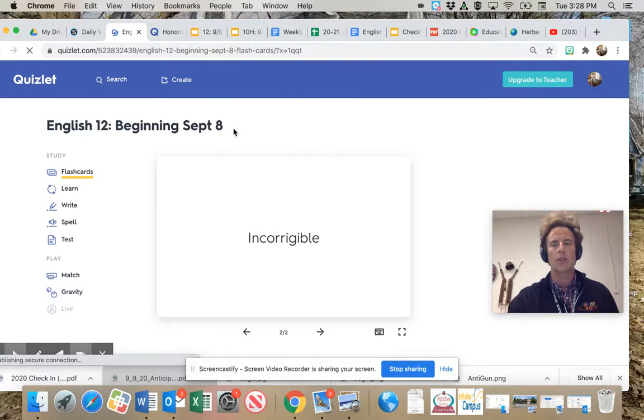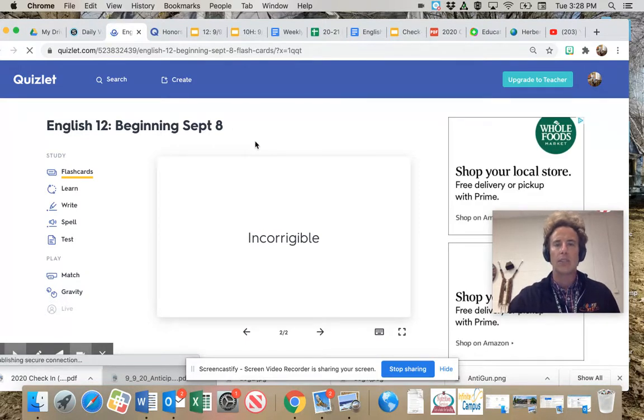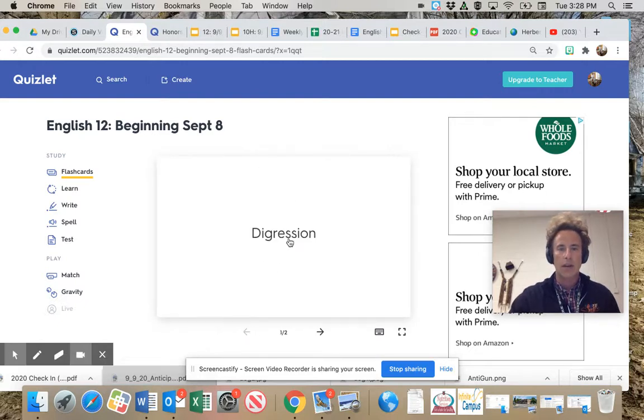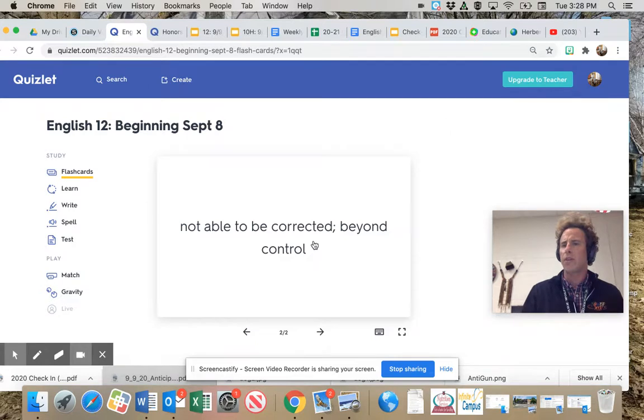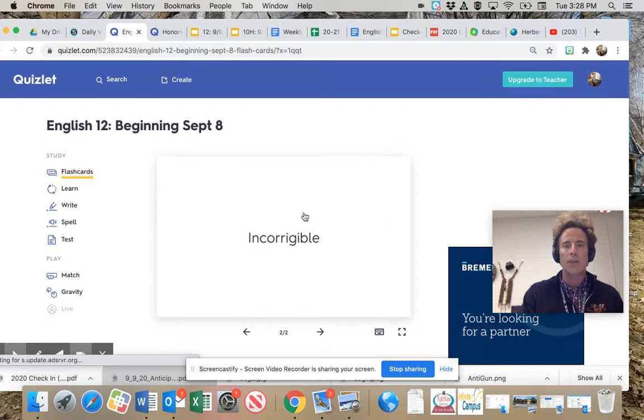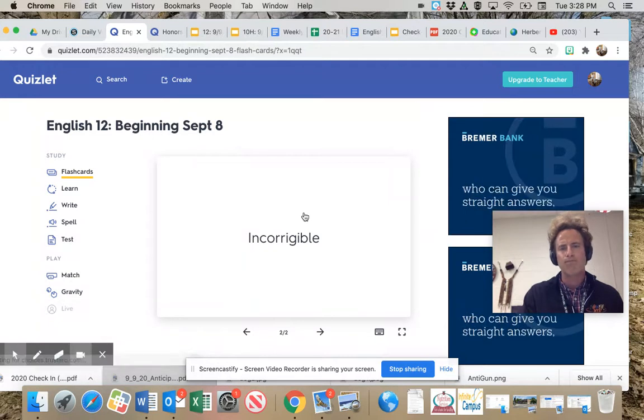Usually it's going to be 15 to 20 words. It's going to be fill in the blank. So you're going to have to use your context clues and your understanding of the words to make sure you're fitting the right words, matching them in the right blank. Yesterday's word was digression. Today's word is incorrigible. Incorrigible means not able to be corrected, beyond control. The young man was incorrigible. He never listened to the elders when they gave him corrections. So not able to be corrected, incorrigible.